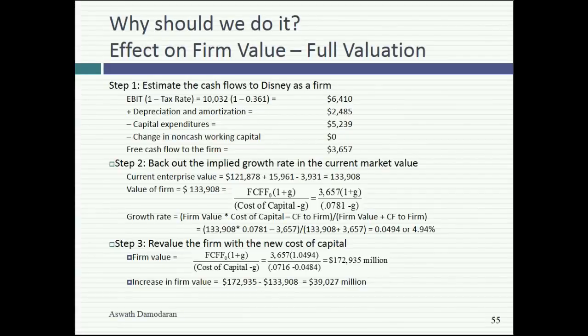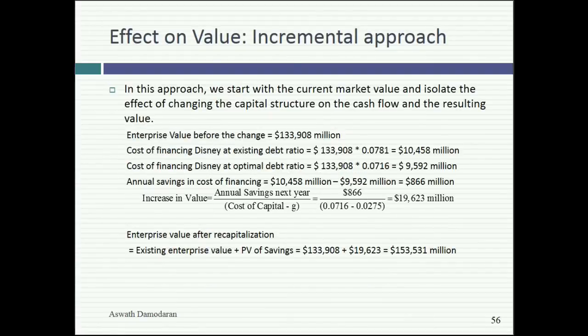So this equation works, and this process works, if you have a nice mature company, which most of you will not, and you can back out the growth rate, plug back the new cost of capital, and come up with a change in value. So I'm going to give you a shortcut that will work for any kind of company, not just for mature, and will give you a more realistic answer. Here's what I did. I took the existing cost of capital of 7.81%.